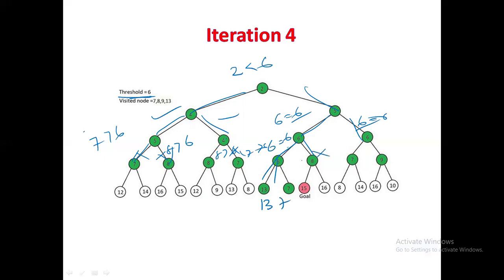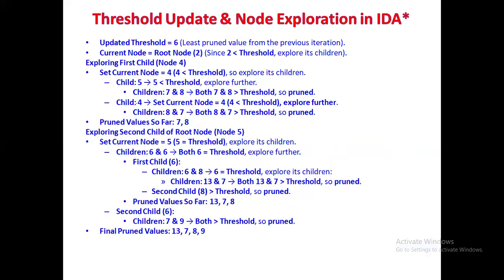But here we have to stop. We have to prune this case. And here 7 is greater than 6 and 9 is greater than 6, so these two can be discarded in this case. So they are pruned. Similarly it proceeds. Finally, considering all of these up to here, the green-colored values, the pruned values are 7, 8, 9 and 13.